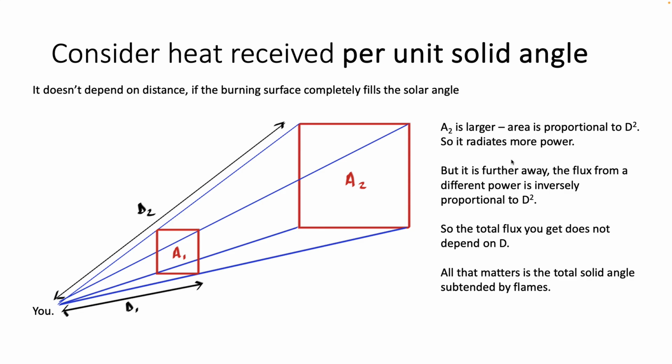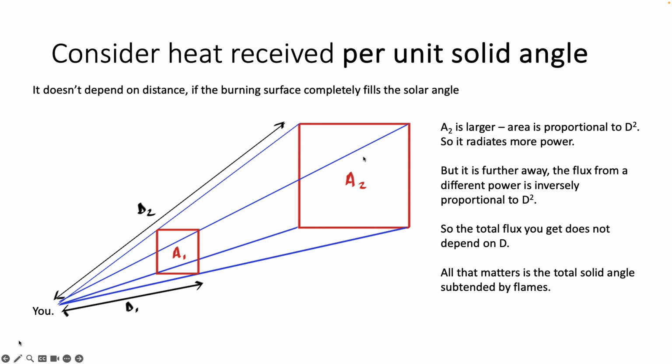Now let's consider the heat you're receiving from two different burning areas, A1 and A2. Now A1 is smaller than A2, but it's closer to you. So the solid angle as observed by you over here is the same. Solid angle is this area divided by distance squared. So what's happening is the nearby area is smaller, and the further, more distant one is larger, but they both subtend the same solid angle. The size will be proportional to distance squared, because as you can see here, if you go further away, it has to be bigger to cover the same solid angle.